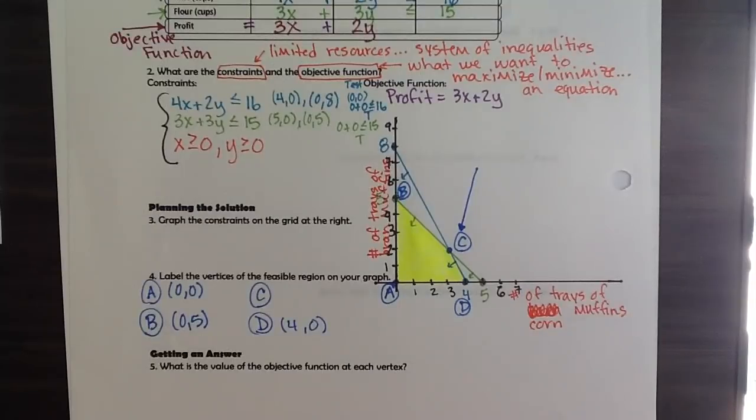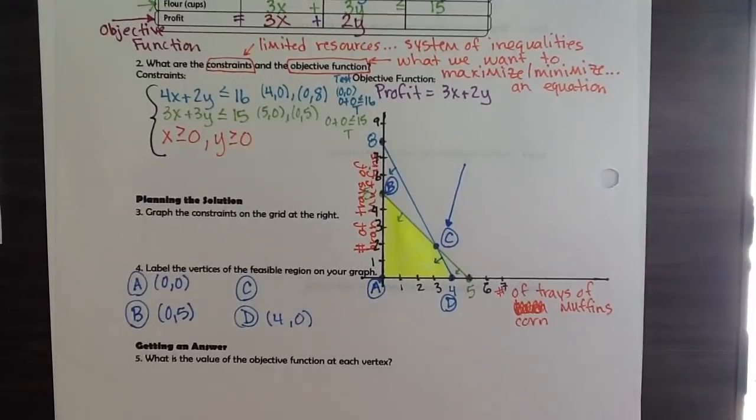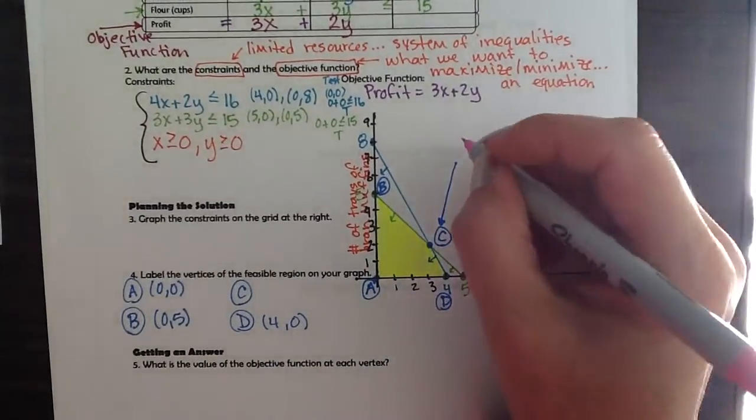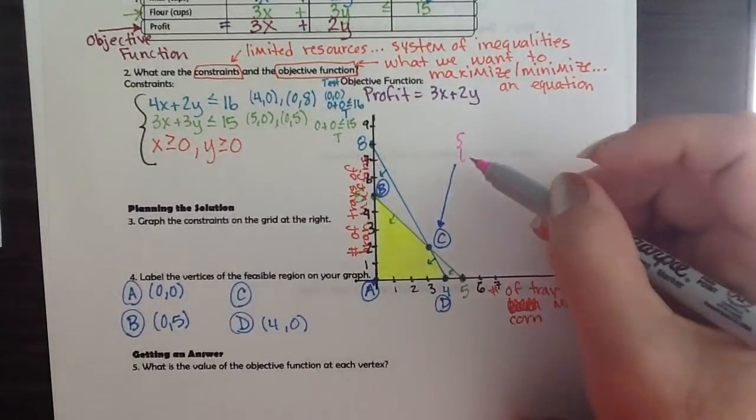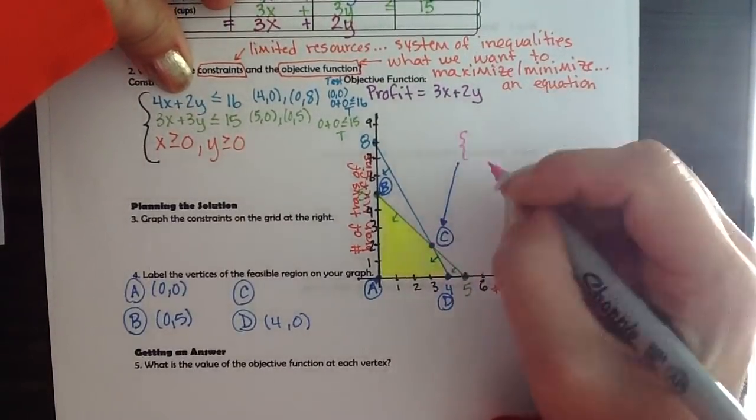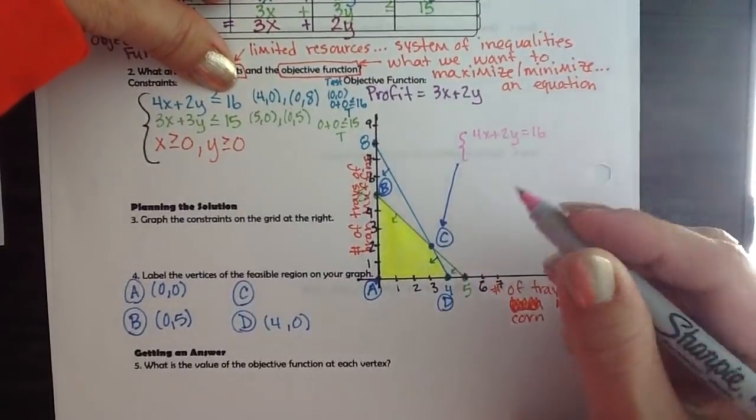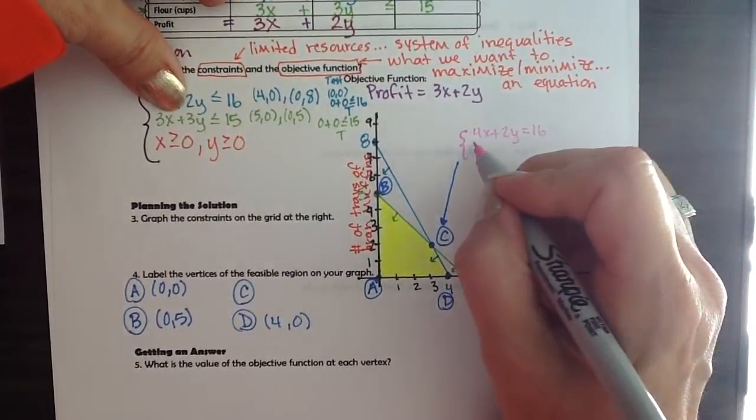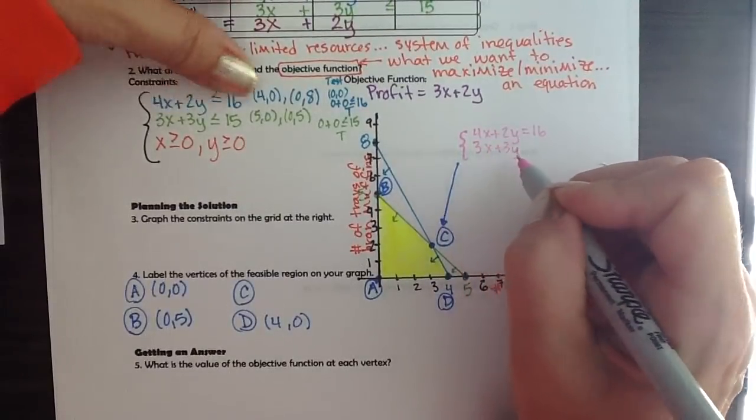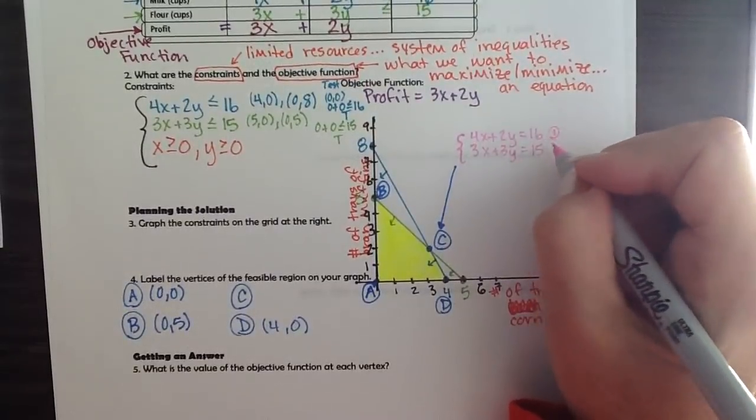So to find vertex C, I'm going to need to do some work to solve that system of equations. Remember that we change the inequalities to equations and then we solve for them using substitution or elimination. So my two equations will be the blue line, which was 4x plus 2y, we changed that to equals 16, and the green line, which was 3x plus 3y, changed that to equals 15. So that's two equations.